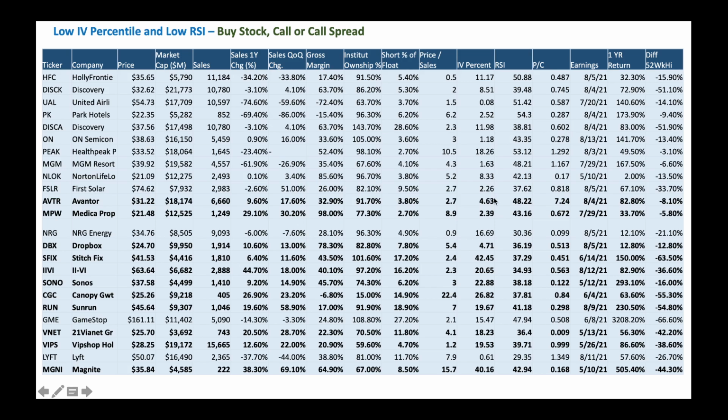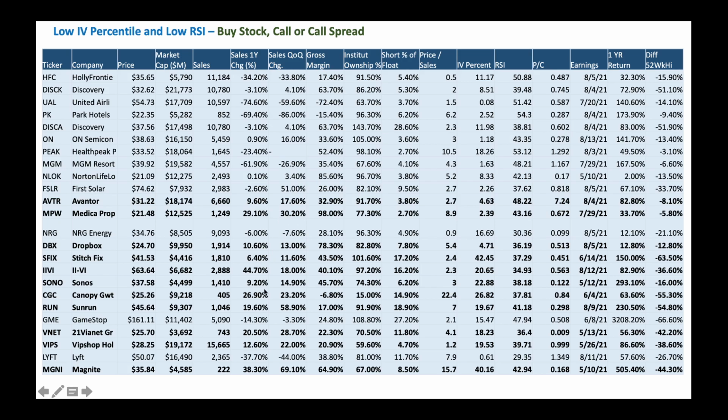I also made sure the RSI is below 55, so these are relatively low RSI, and you can look for some appreciation, because the moment RSI is low, that means the stock is really oversold and ready for a bounce back. I also highlighted the companies which are good from a sales perspective, good sales growth.